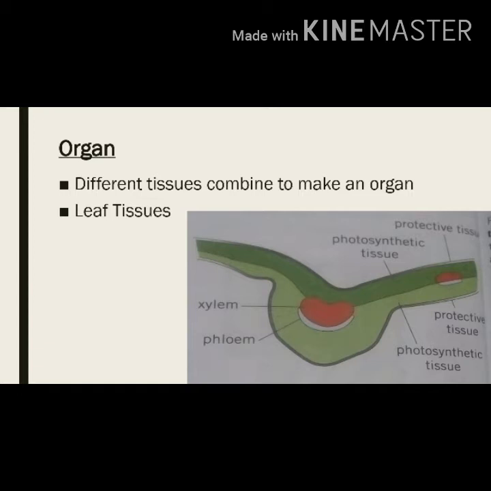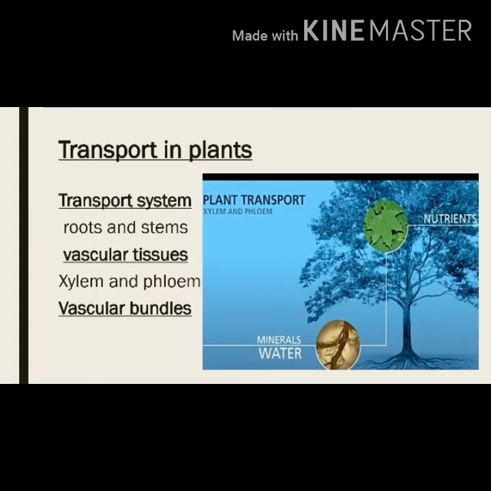Leaves have protective tissues which protect them from any harm, photosynthetic tissues which are necessary for photosynthesis, xylem tissues which carry water and minerals, and phloem tissues which carry food. In order for a tree to carry out photosynthesis and maintain its overall health, water and nutrients need to move throughout the entire tree. Roots and stems are plant organs which contain the transport system of a plant.